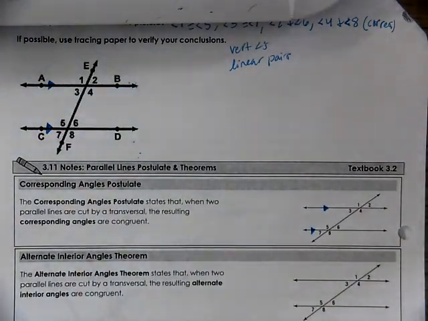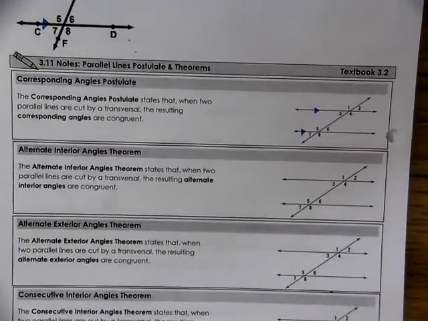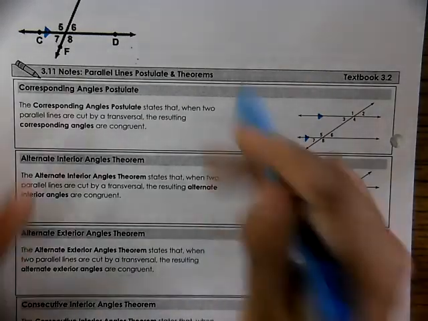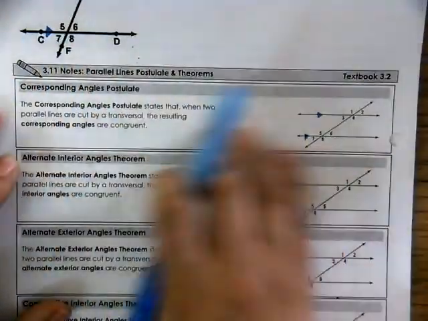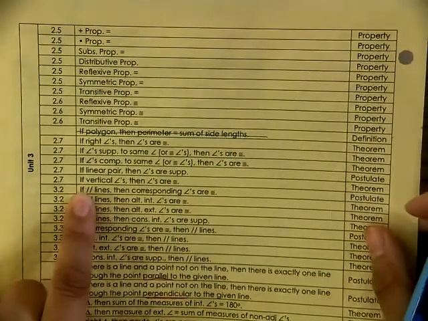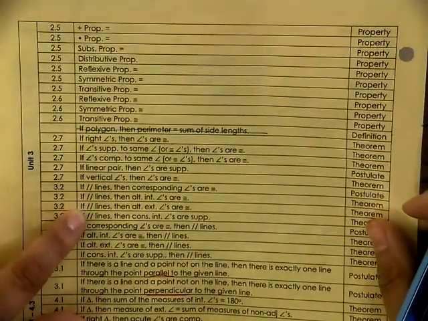It says the corresponding angles postulate states that when 2 parallel lines are cut by a transversal, the resulting angles or corresponding angles are congruent. Okay, now instead of having so much, like it's so wordy like this, if we go to our yellow sheet, it's been kind of shortened a little bit. You can use what's here, and we're going to just learn these 4 today.